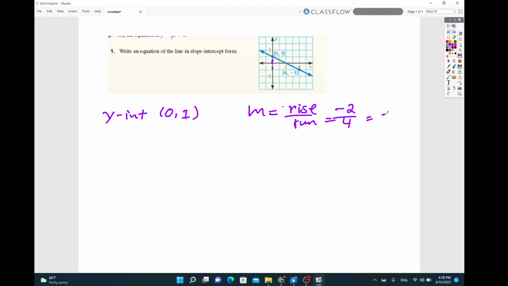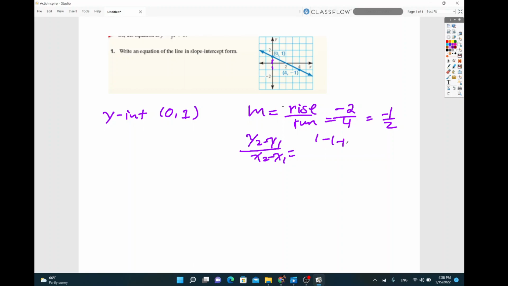Which is -1/2. Another way you can do it is to apply the slope formula, which is y2 minus y1 over x2 minus x1. Then that'd be 1 minus -1 all over 0 minus 4, which is the same thing: 2 over -4, which is -1/2.